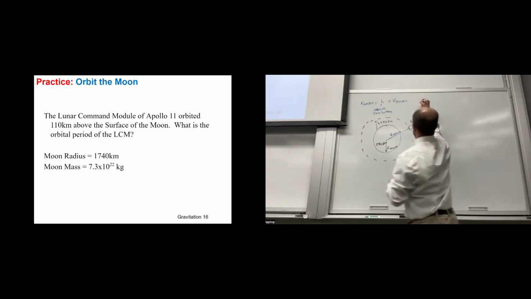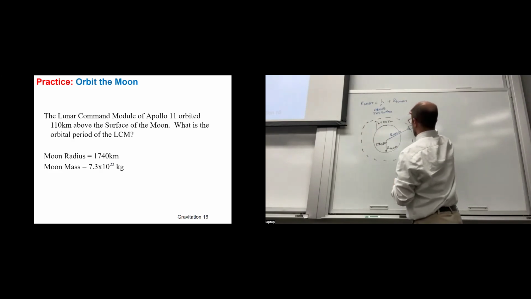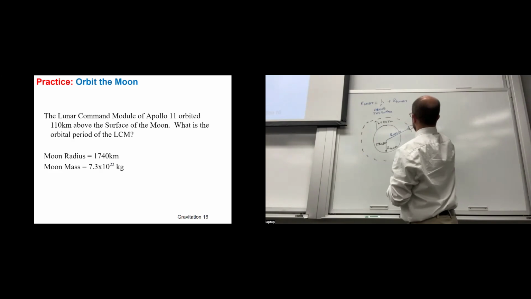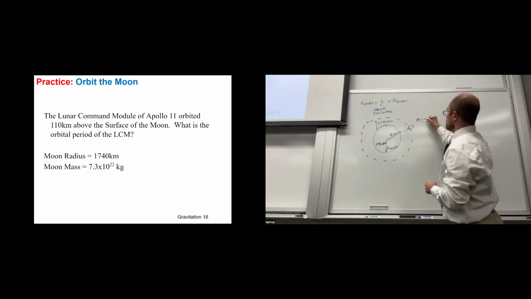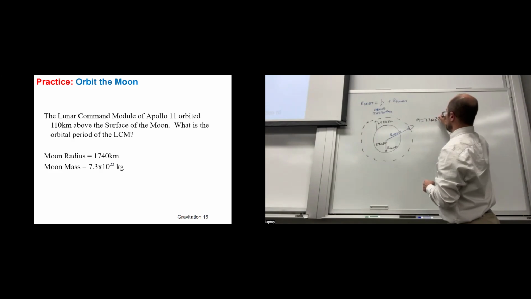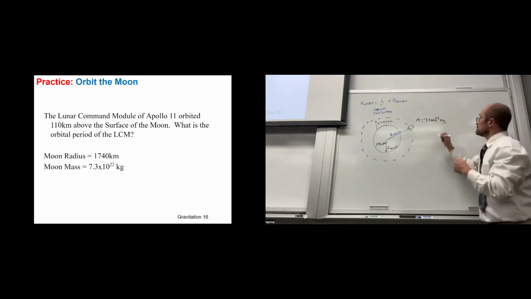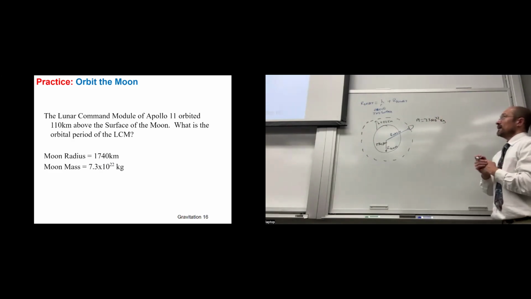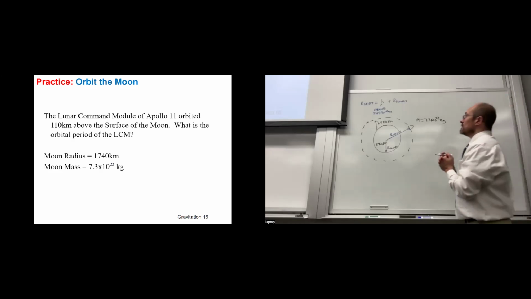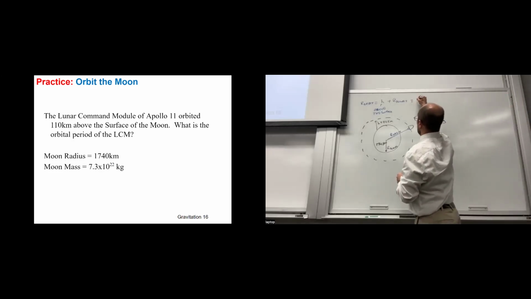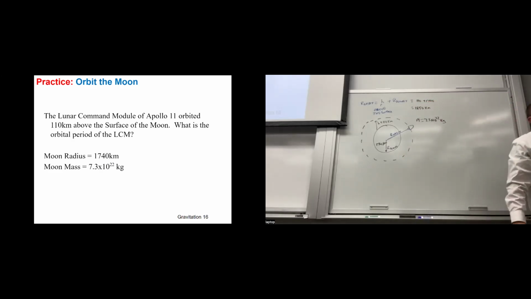Now they do tell us the mass of the moon. We'll write that right here. The mass is equal to 7.3 times 10 to the 22 kilograms. And so if we want to orbit the moon at that distance, we know that our orbit is going to be 110 plus the 1740, which means we're orbiting at 1850 kilometers. Is everyone okay with that?